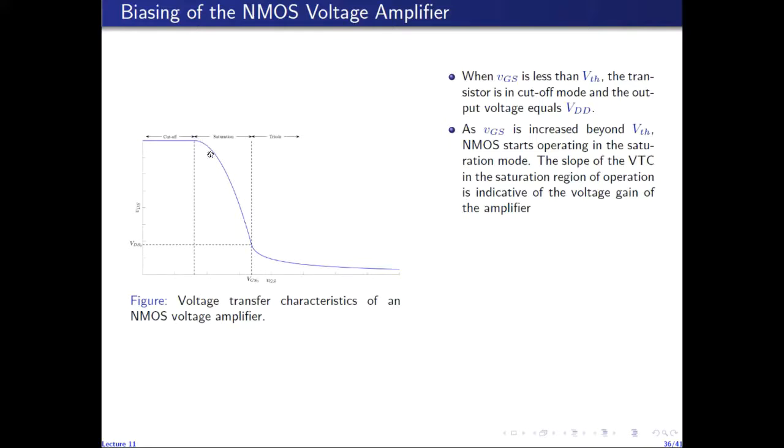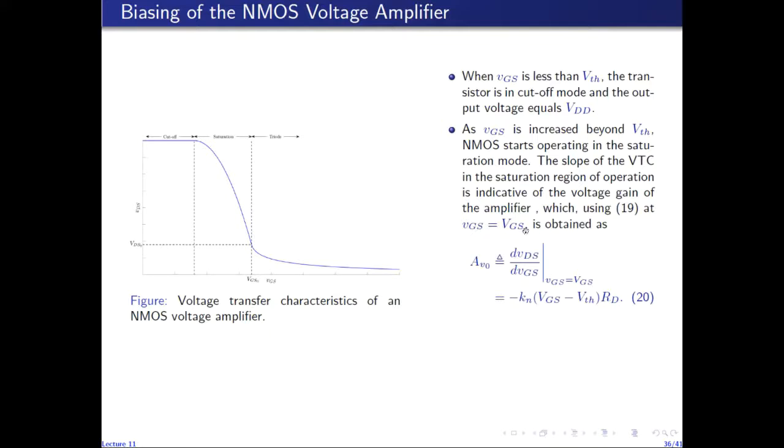So the slope of this curve, because this curve is nonlinear, the slope of this curve, which must be computed at a given point, refers to the voltage gain of the amplifier. Because the slope of the curve, by definition, is the change in output voltage divided by change in input voltage, which is the voltage gain of the amplifier. So, like I said, this curve is nonlinear, so the slope must be computed at a given point. So I compute the slope at small VGS equal to capital VGS.